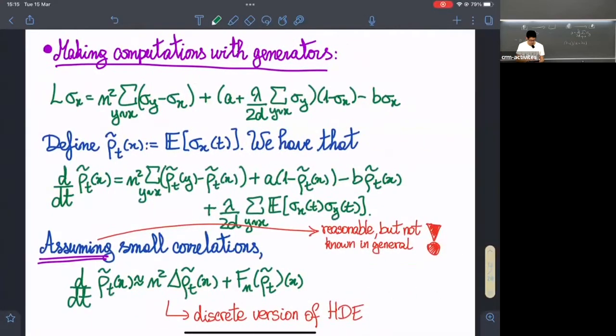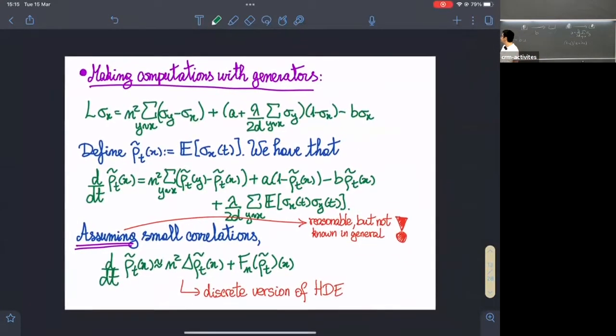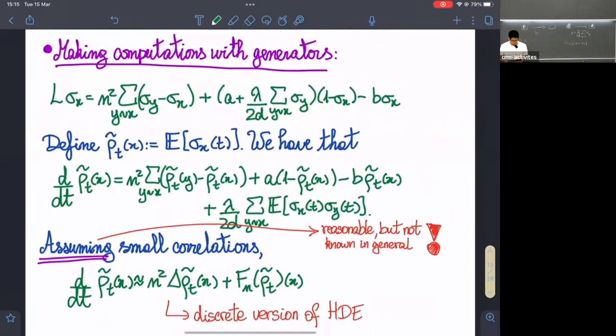Okay, so let's go back to the model. Let me do some computations with generators. For the moment you don't need to read down there. How do we guess at least what the hydrodynamic equation should look like? Remember that if you apply the generator to a certain function f, what you get is the time derivative of that function f. Actually, you have to take expectations, no? But morally speaking, this is the story.